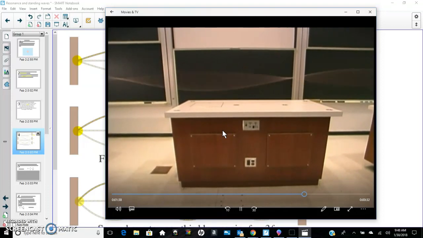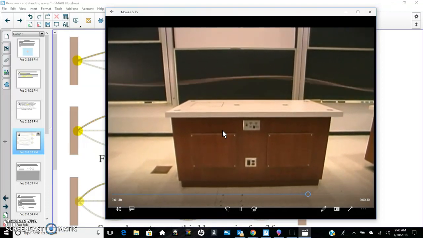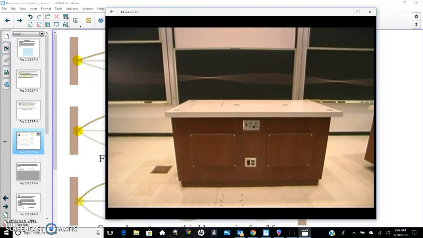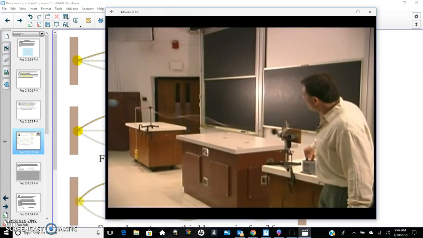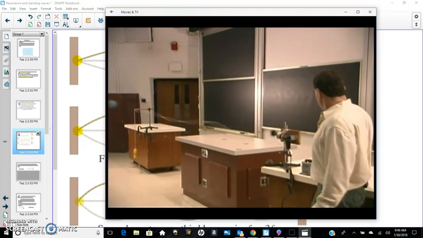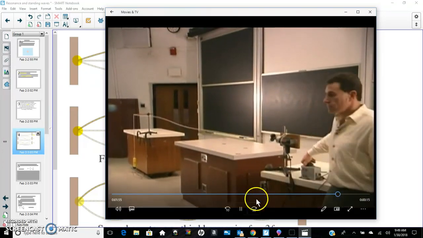And you can see sometimes it's not setting up a very good pattern. That's when he's not right at the correct frequency for that harmonic. So only certain frequencies will set up standing waves. And here we have a higher harmonic with multiple half wavelengths.